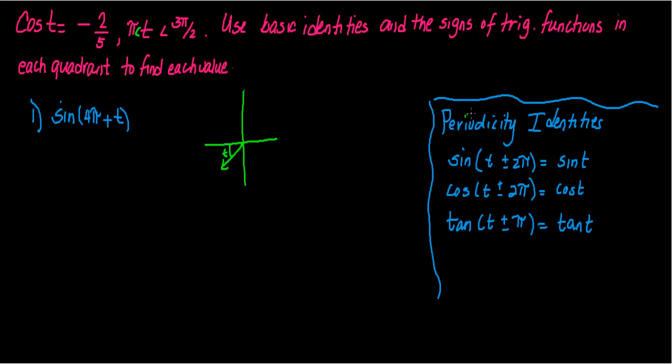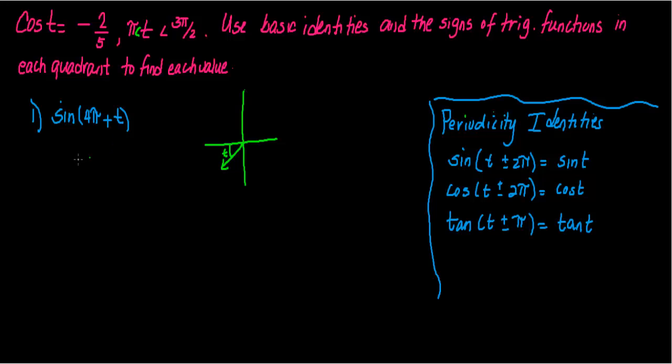Also here to the side I have my periodicity identities, and there are 3. I'm going to use this to try and solve this problem. Okay, let's start. It says sine of 4 pi plus t. Notice this looks a lot like this. It says t plus minus 2 pi.